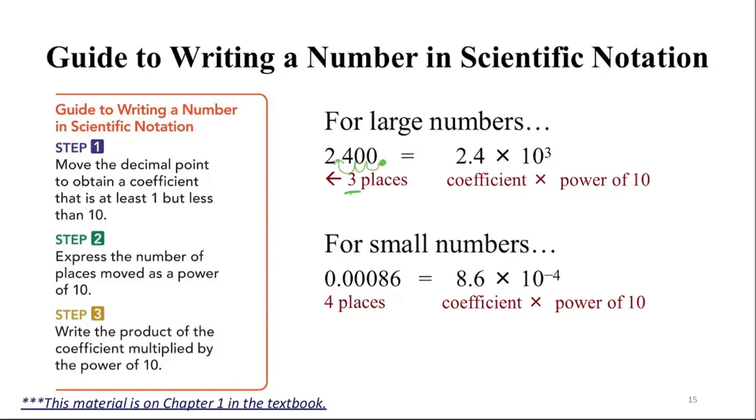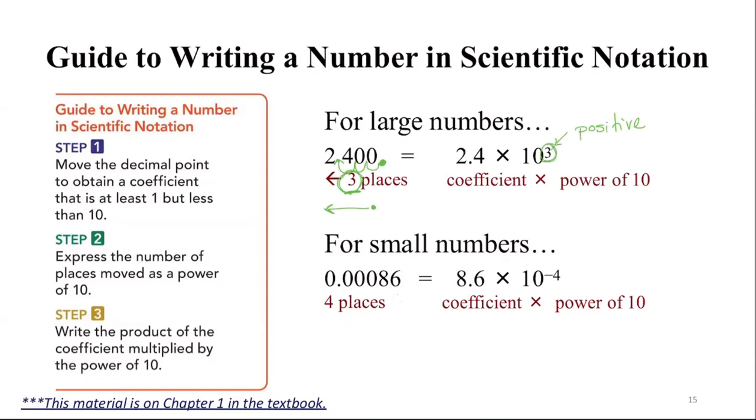Now, where do we express that we move that decimal place from right to left 3 places? At the level of the exponent. Because if we are moving from right to left, our exponent is going to be positive. And it's going to express the number of places that we moved. So we moved 3 places. This is why the exponent is 3. And it is a positive value.